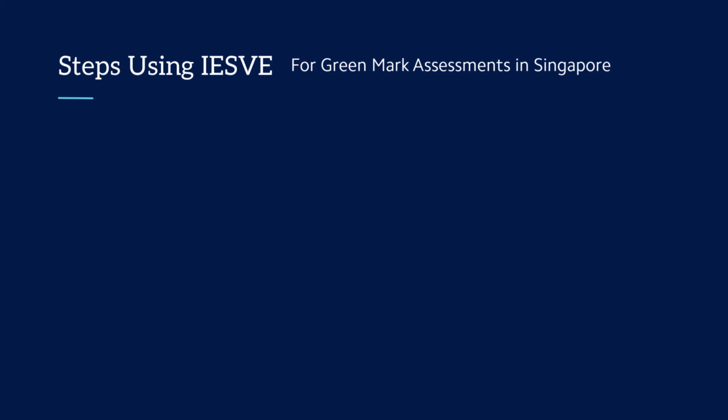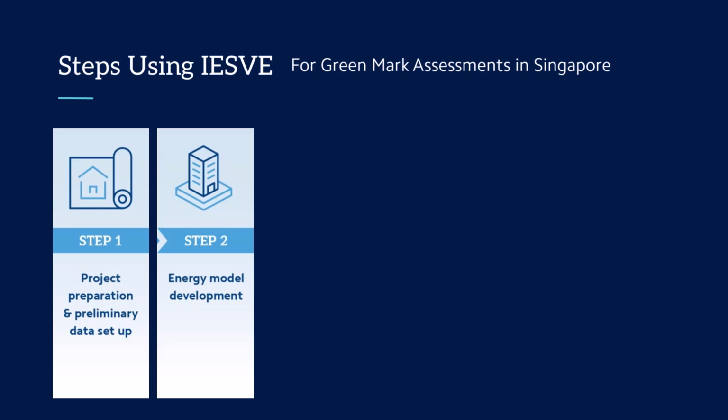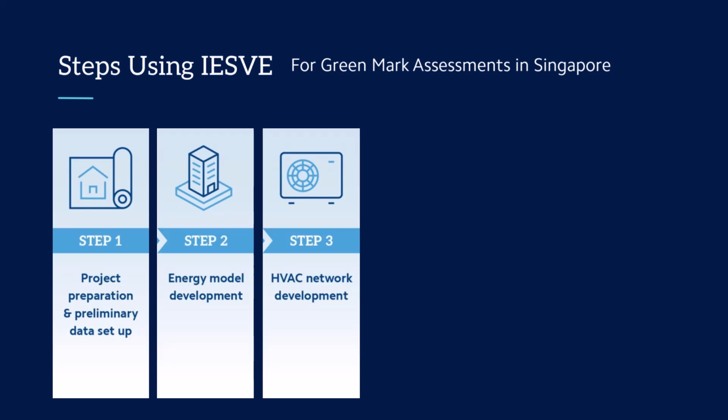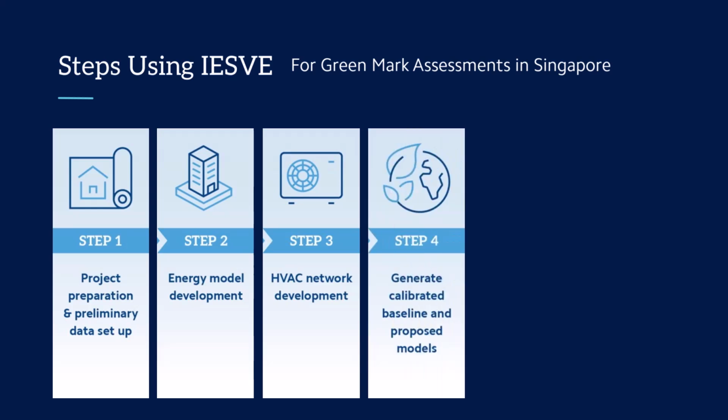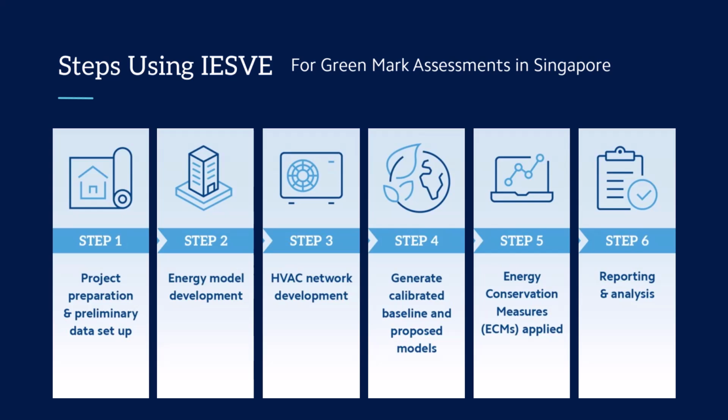Steps to using IESVE for Green Mark assessments. Step 1. Project preparation and preliminary data setup. Step 2. Energy model development. Step 3. HVAC network development. Step 4. Generate calibrated baseline and proposed models. Step 5. Apply energy conservation measures. Step 6. Reporting and analysis.